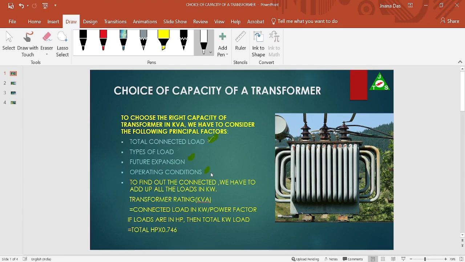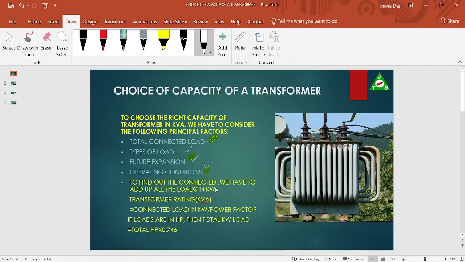Before calculating the capacity of the transformer, note that the capacity of the transformer is calculated in kVA. The rating of the transformer is in kVA. Before calculating this, we have to consider the factors: what is the total connected load, what is the type of load, what is the future expansion, and what are the operating conditions.